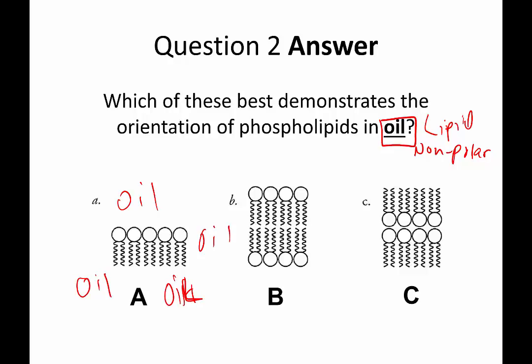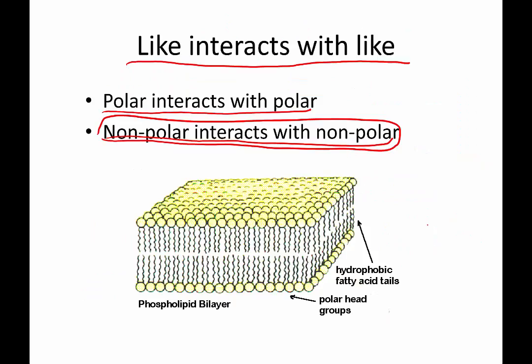So here, essentially, the phospholipids are going to flip. They're going to have as much of the hydrophobic regions exposed to oil as possible, and it's going to minimize the amount of hydrophilic heads that are in contact with that oil. So essentially, the phospholipids have flipped, so now they have their tails sticking outwards and their heads inwards. We've maximized the amount of the fatty acid tails of the phospholipids interacting with oil and minimized the amount of the hydrophilic heads interacting with the oil. And again, this is the idea of like interacts with like: polar things interacting with polar things, nonpolar things interacting with nonpolar things.